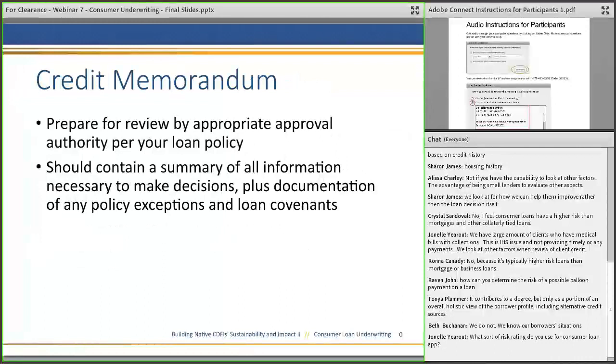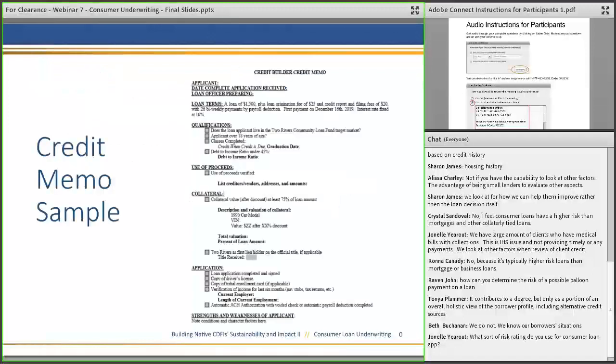The credit memo should just document all the things that are in your loan policy and should summarize all the information that your approving authorities, whether that's the executive director or the loan committee, need to make decisions, documenting any policy exceptions and loan covenants. For consumer loans, we expect a credit memo to be quite brief compared to small business loans with small dollar amounts. You don't want to waste your time writing up 14 pages on a consumer loan.